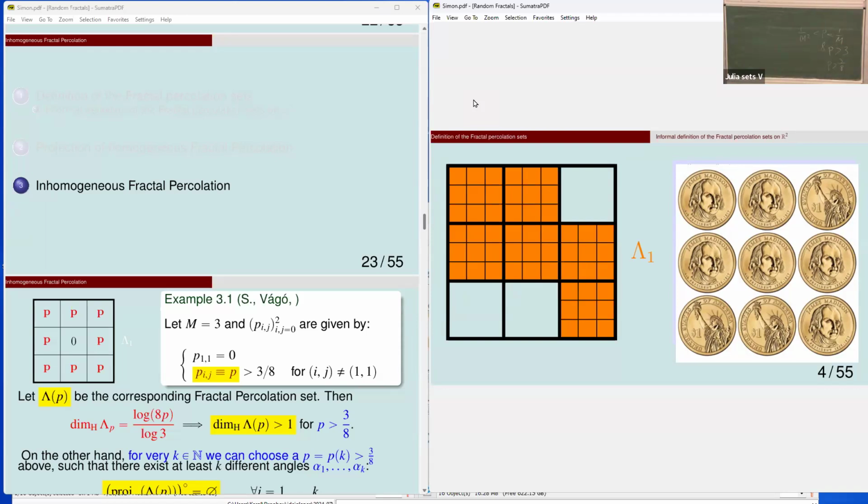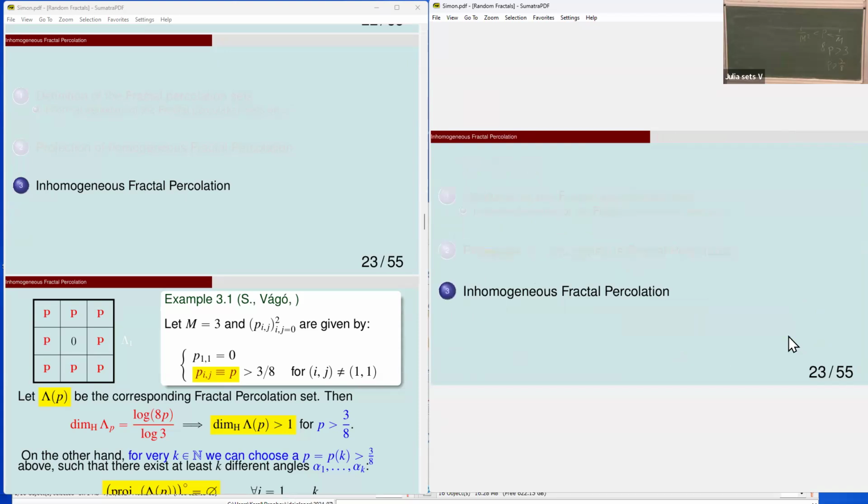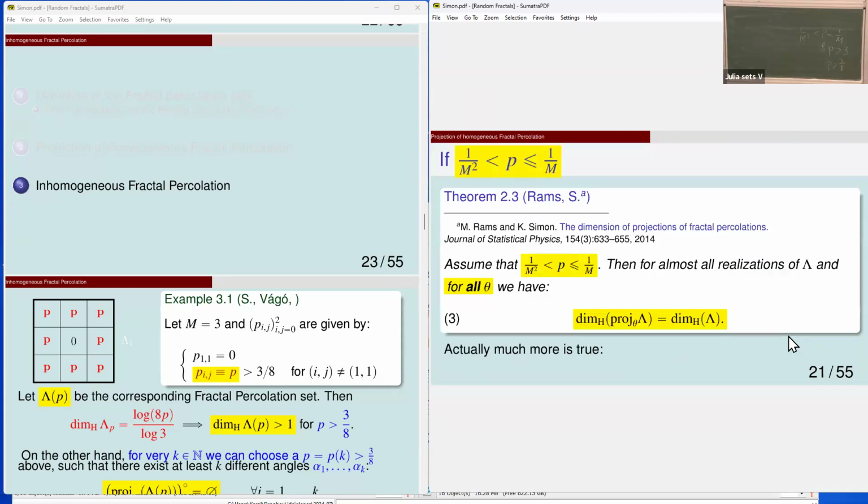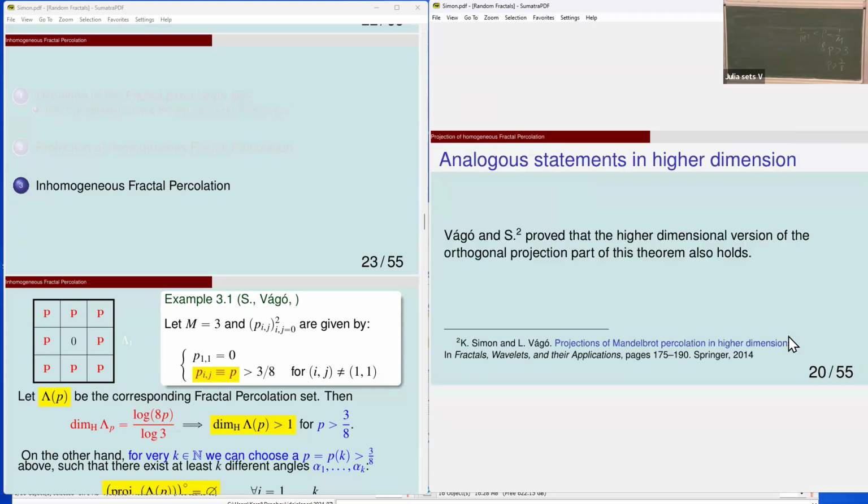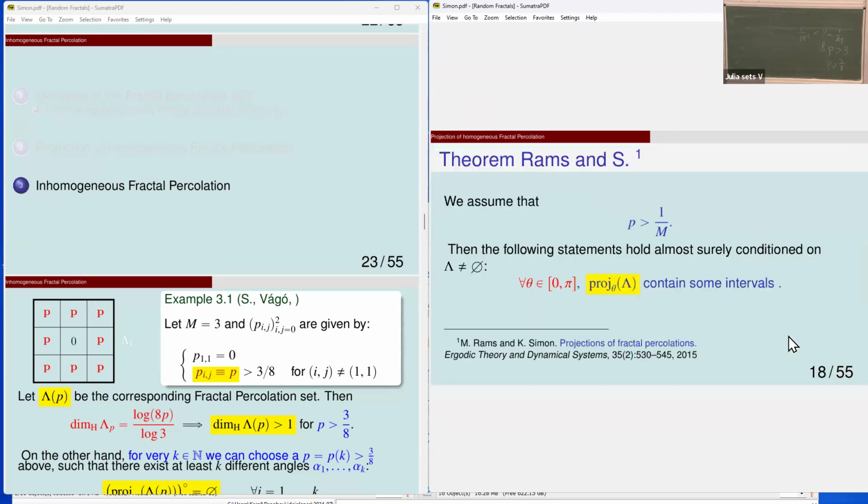B is bigger than 3 over 8 is the if and only if condition for having Hausdorff dimension bigger than 1. And then in the previous case, what we proved with Michal Rams was that if you are in a situation that the P is chosen so big, in this case, so big that the Hausdorff dimension is bigger than 1, then the projection in every direction contains an interval.